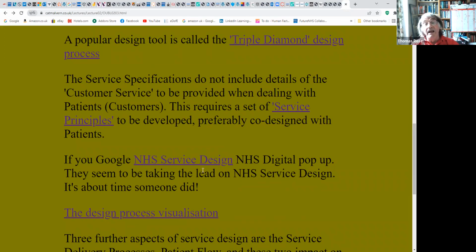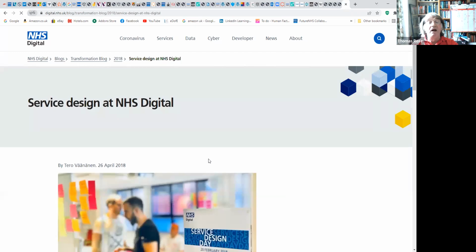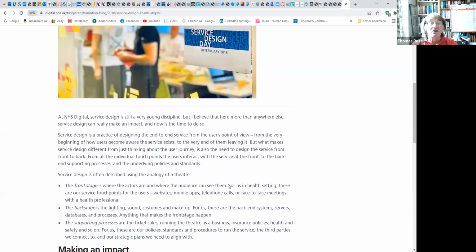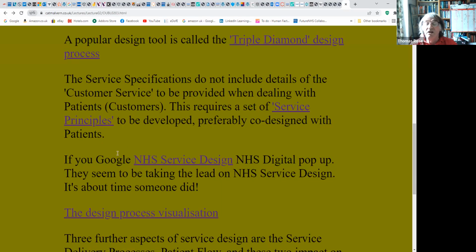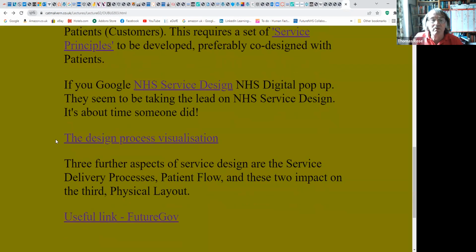If you Google NHS service design, you end up with NHS Digital's view of service design, which I think is quite good, but I don't think that NHS Digital are going to be designing new services. They're going to be designing the IT elements, the AI and other digital elements of the new service, but they won't be designing the new service. But they seem to be doing most of the work. I can't really find anything on service design in the NHS, anything on the internet, and I've tried contacting people but haven't got very far.